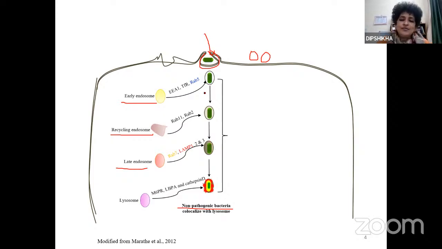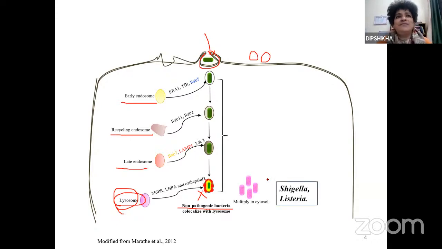Finally, the host cell's innate immune system, the defense system, will kick-start, and this bacteria will get co-localized with the very toxic vesicle known as a lysosome. You know that the lysosome is an organelle which contains very degradative enzymes like cathepsins and hydrolases, and if this bacteria interacts with the lysosome, then it will totally get killed. So this will meet a dead end. And that is how many non-pathogenic bacteria get cleared by the system, because the lysosomes play a very important role.